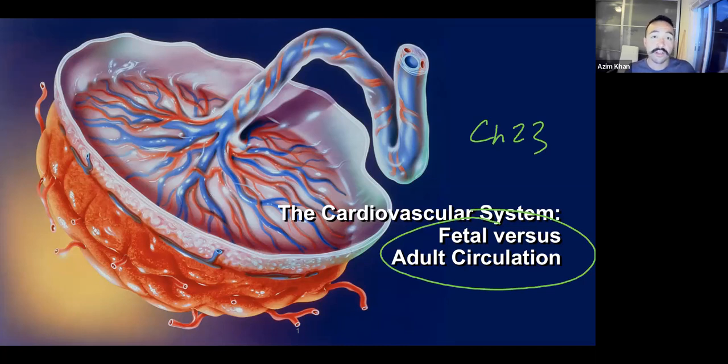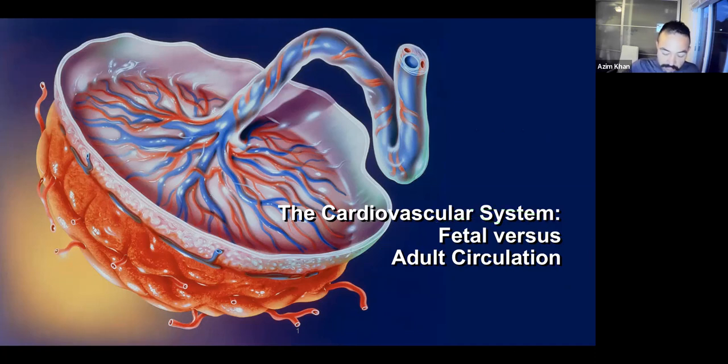The first one was on histology. The second document was on circulatory pathways in an adult. This third one here is fetal circulation, the final one in our series for chapter 23.